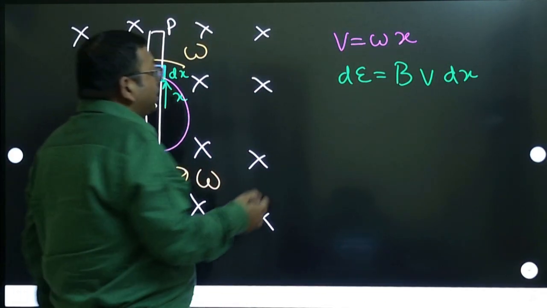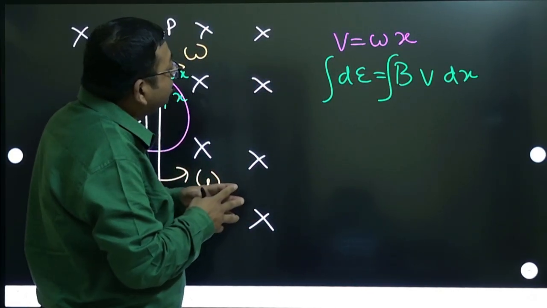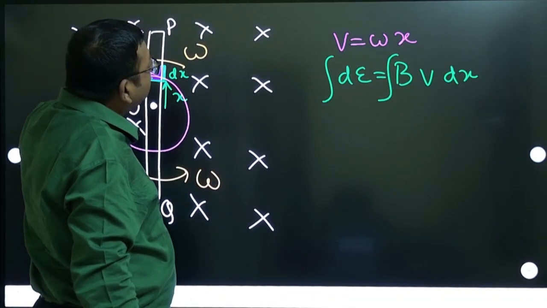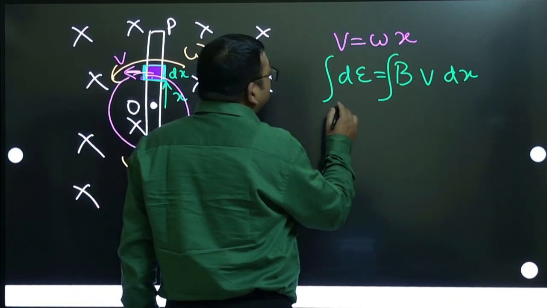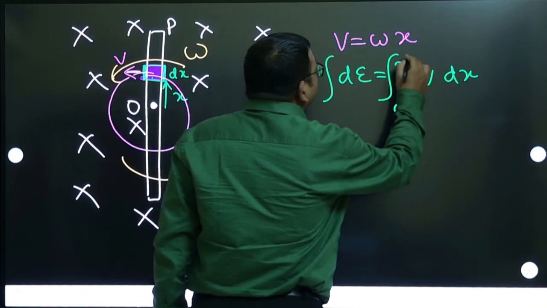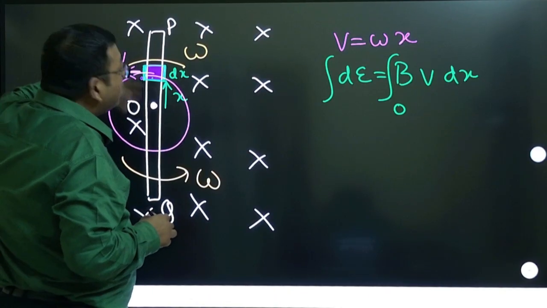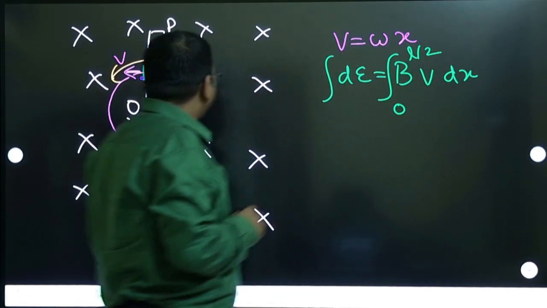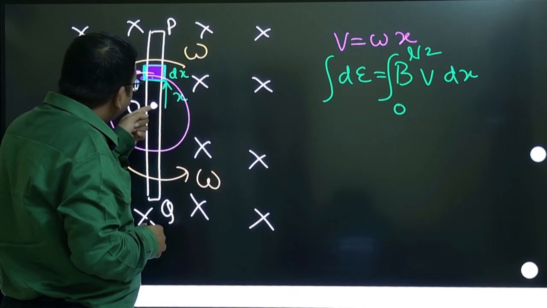Then you just integrate it to calculate the total EMF. But now the question is from where to where you want to integrate. You want the potential difference between center and P. So you have to go from x equal to 0 to x equal to the radius, which is L by 2, correct? You have to go from 0 to L by 2 because you want the potential difference between center and point P.